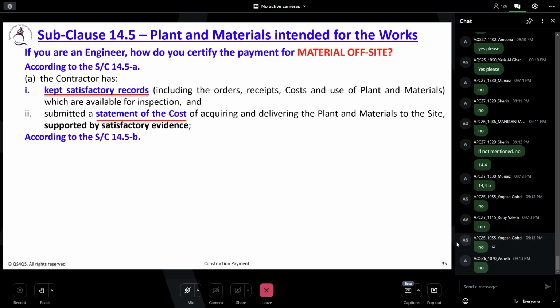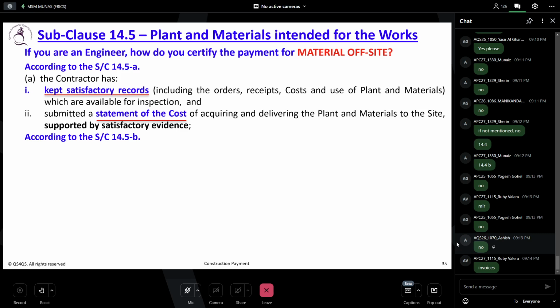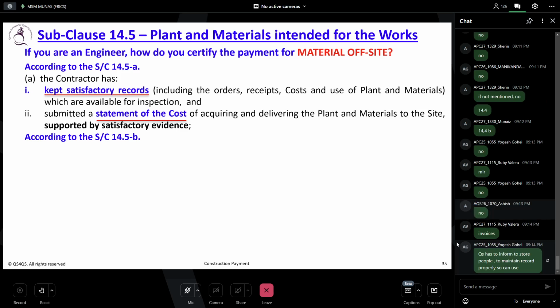Now we'll go to the B, which is material offsite. Note down the heading for that one. Write down the heading for B, material offsite. For C, note down: for C, material on site. Can you title the subclause name for yourself? Easy.